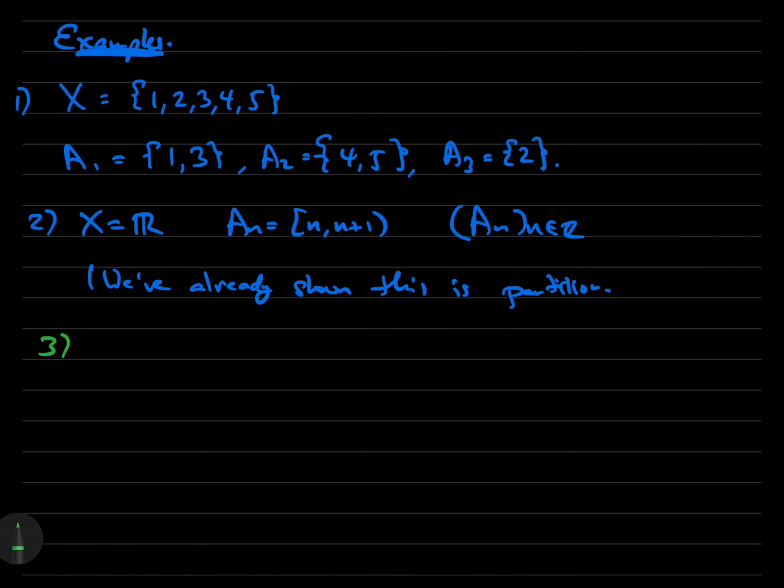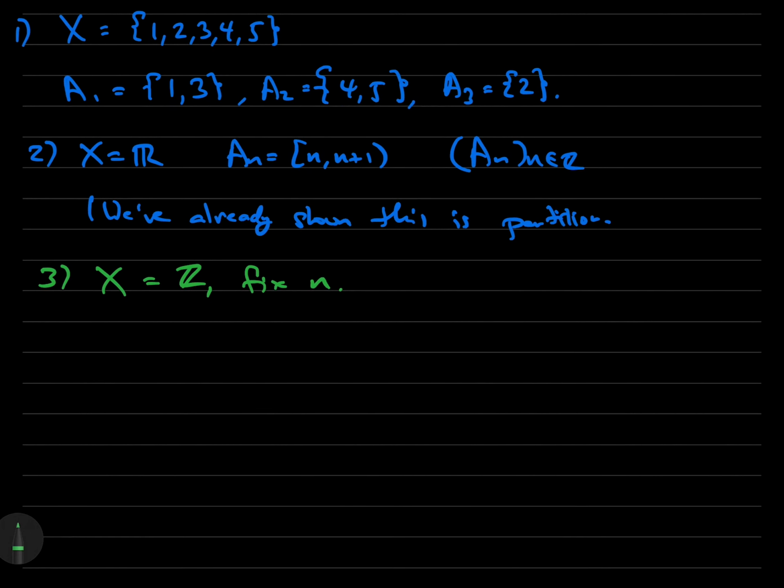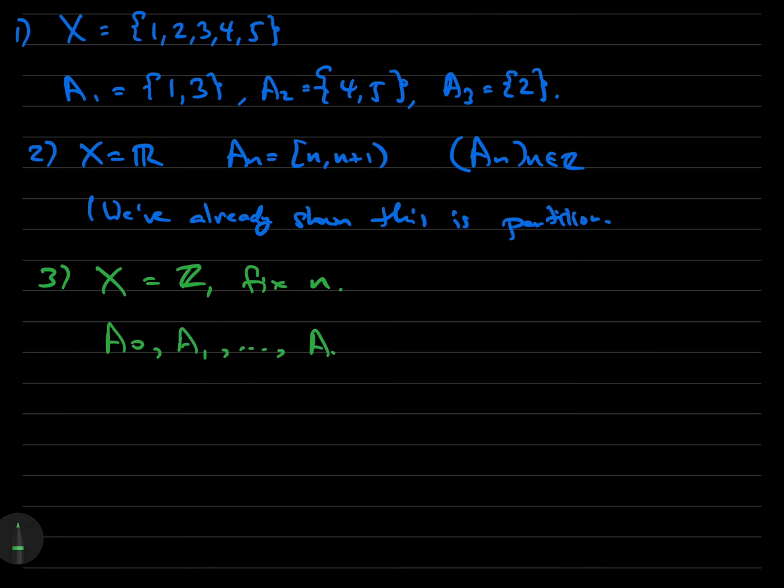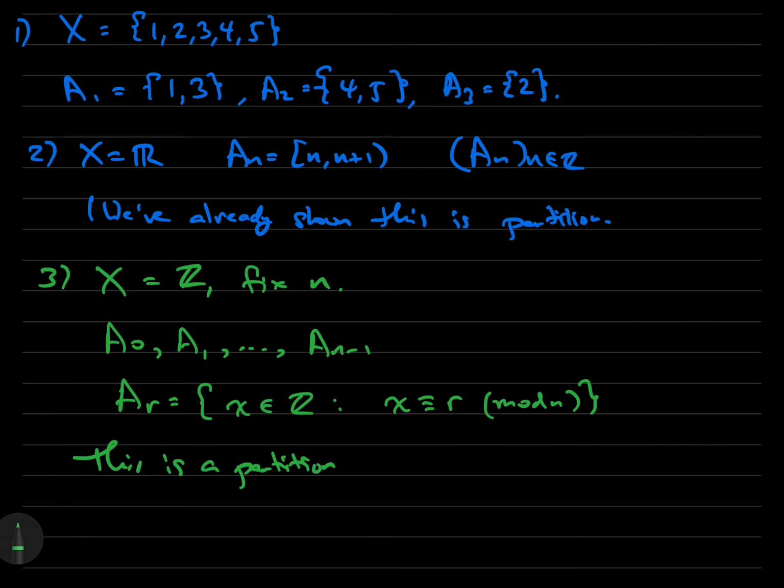Here's yet a third example. Let X be the integers. Now choose and fix n. Now consider the following n sets: A_0, A_1, A_2, all the way up to A_{n-1}, defined by A_r is the set of all integers that are equivalent to r mod n. Turns out this is a partition, and we have proved that in the past. But we'll discuss this particular partition in great detail going forward.